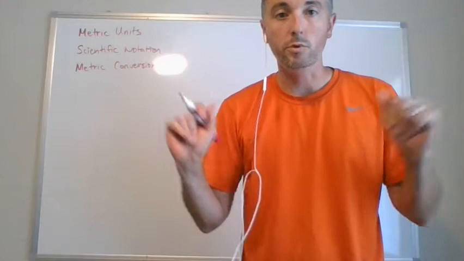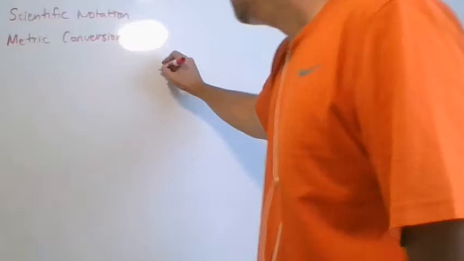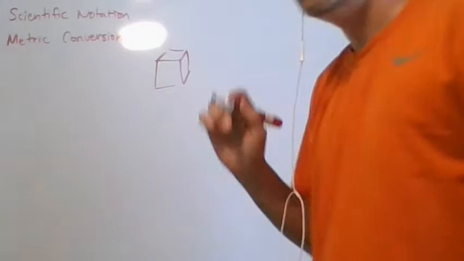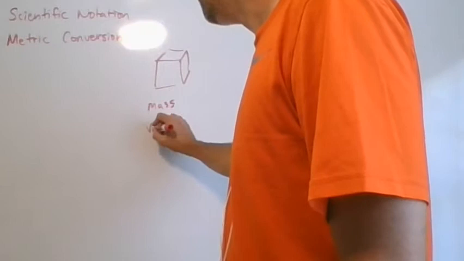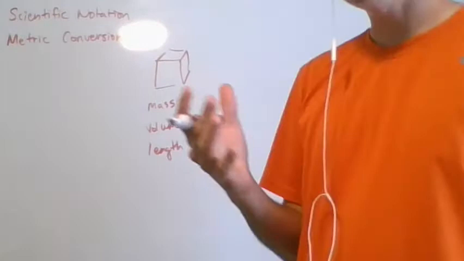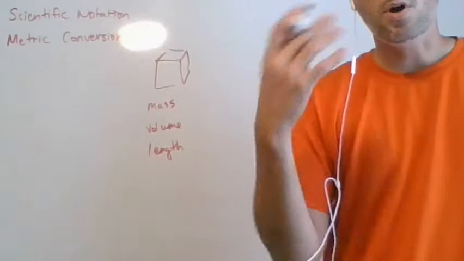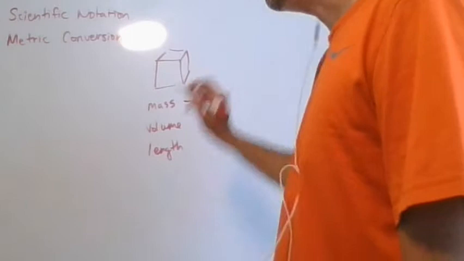When we talk about something in terms of size, we can talk about its dimensions. So a cube, for example, is something really easy for us to visualize. We have a cube. Cubes can have mass. They can have volume. They can have length or height. And all of these things have values in terms of a unit. Now, with mass, we often talk about mass in pounds.